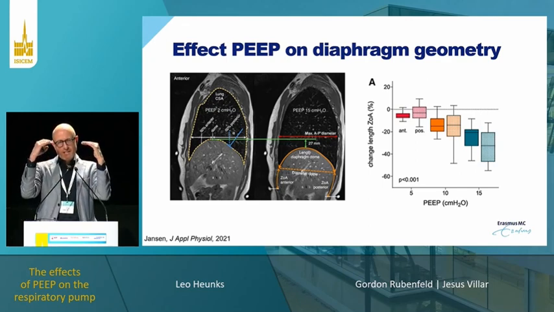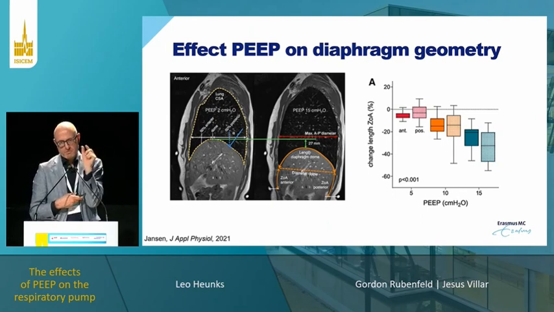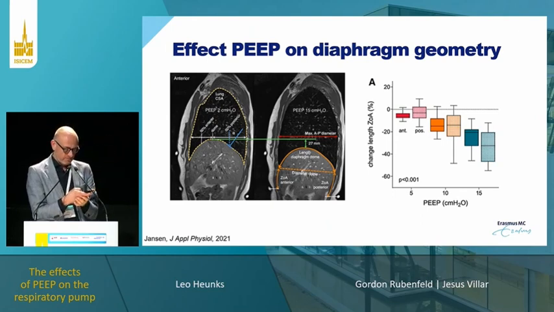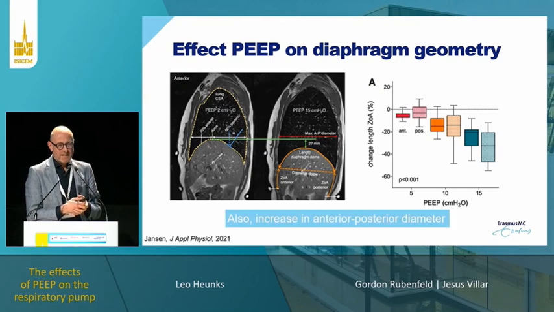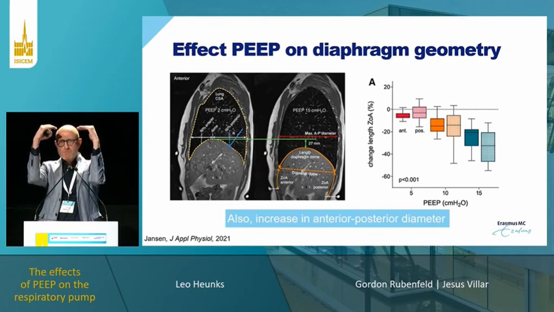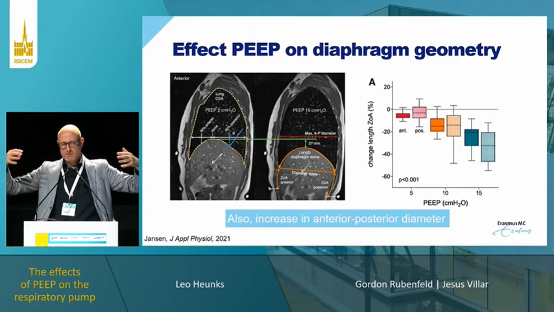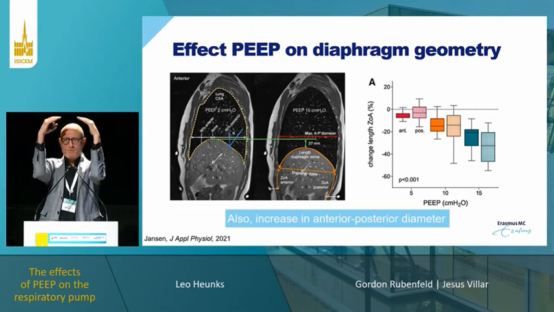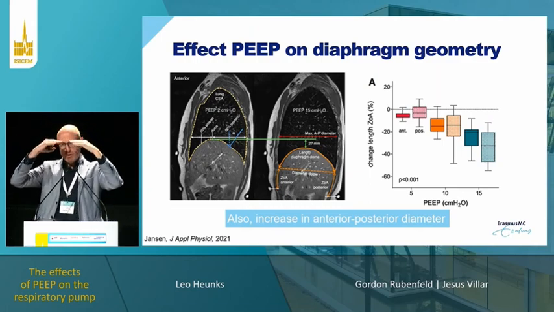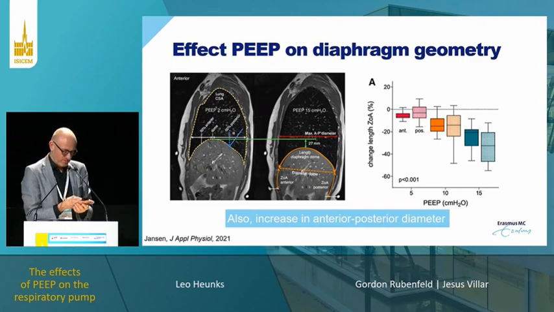The interesting thing is, if the top of the dome moves downward, the zone of apposition, so the muscular part, becomes shorter, becomes thicker, and also shorter. In fact, it's not this simple at all. It's not like a moving downward cylinder. If you apply PEEP, there's an expansion of the thoracic cage. So what is actually happening is that the diaphragm becomes a widening cylinder. And that has important implications.